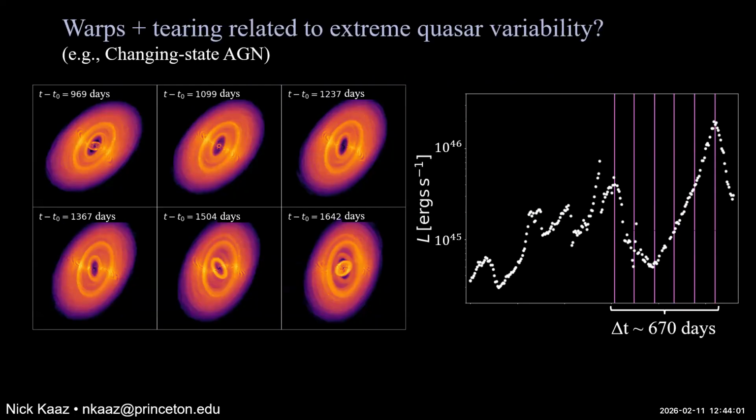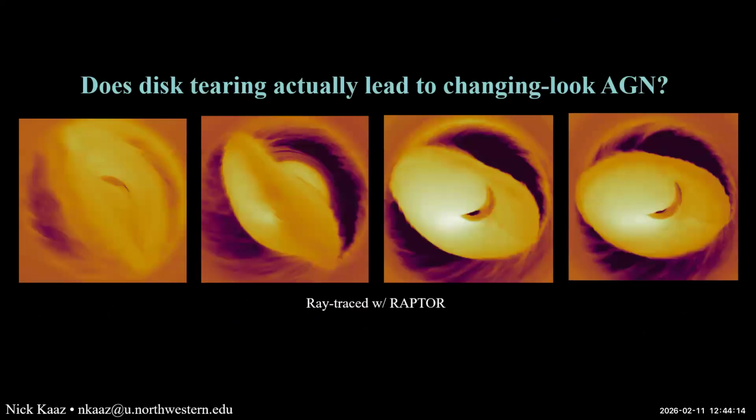So after seeing this, what I wanted to do was take this idea a little bit more seriously and see if there is a connection between disk tearing and changing look active galactic nuclei. So I set out to produce synthetic observations of the simulation that I just described here. And first, I want to give a quick primer on what the broadline region is and why that's related to changing look AGN, because this is related to the synthetic observations I made.